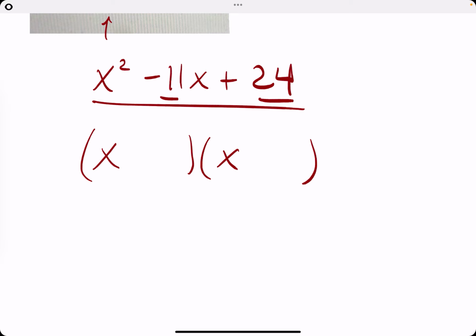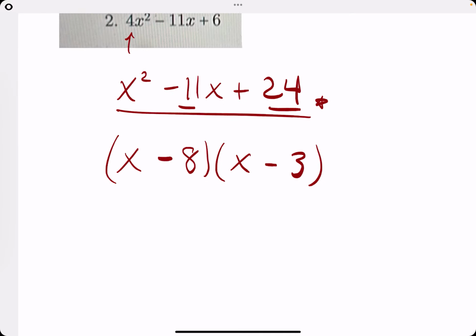Interesting. A moment ago we got 8 plus 3 is positive 11. So maybe 8 and 3 will work again. We just have to be a little bit more clever with the signs. Negative 8 times negative 3, a negative times a negative is still a positive 24 in this case. And then negative 8 plus negative 3 is negative 11. So these are the right choices.